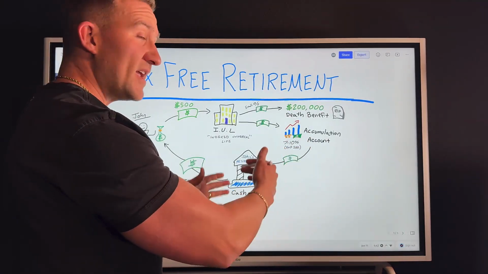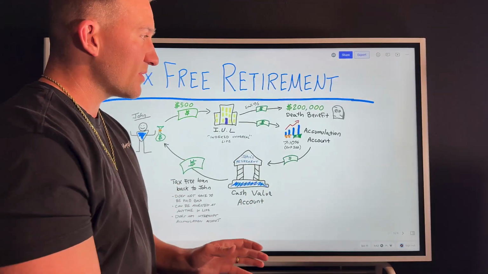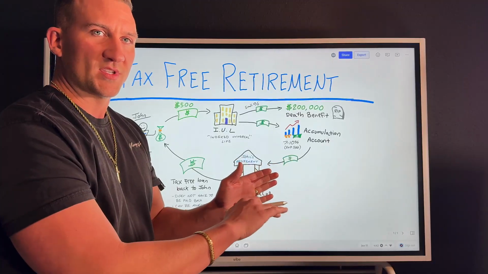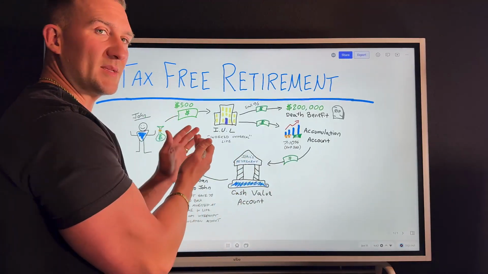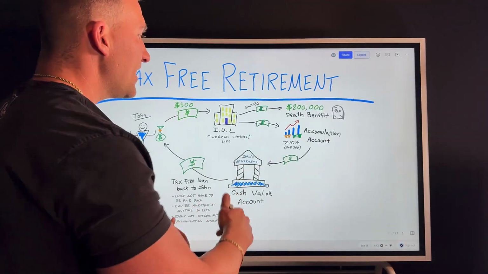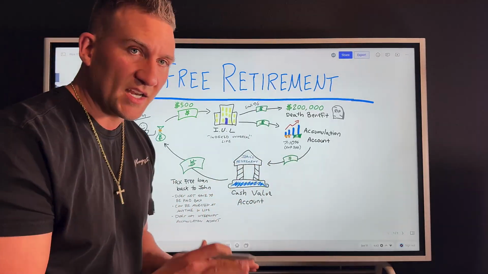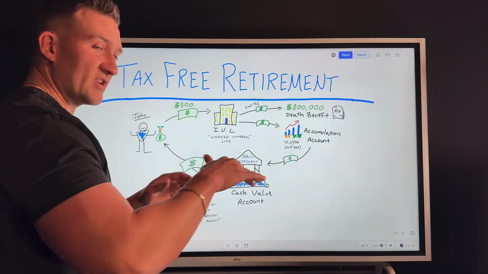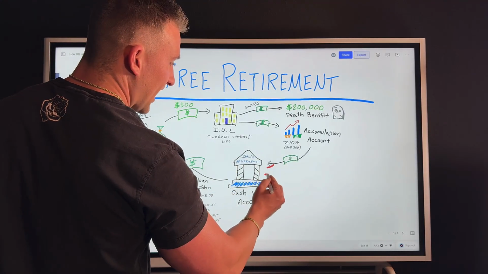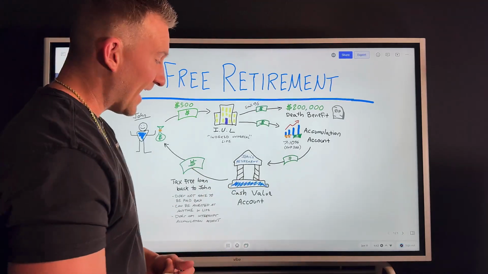If the markets go negative, if the S&P was to go negative 20%, John won't lose money in his accumulation account because he has a 0% floor. John only participates in the gains up to whatever the cap is, typically about 12%. And then when markets go negative, he doesn't take any risks. So he has preservation of capital and risk protection. That accumulation account over time dumps into another account called a cash value account.